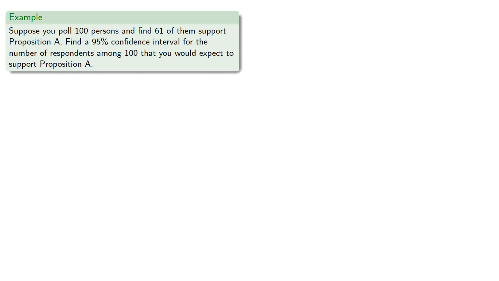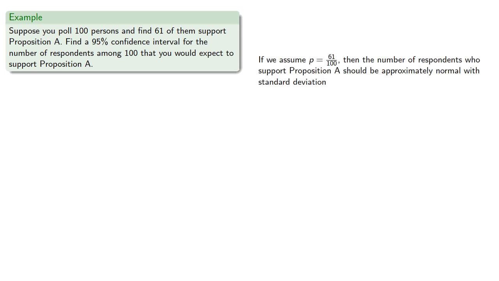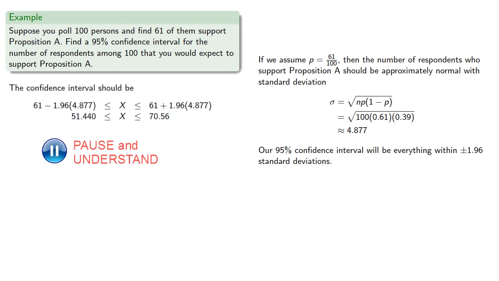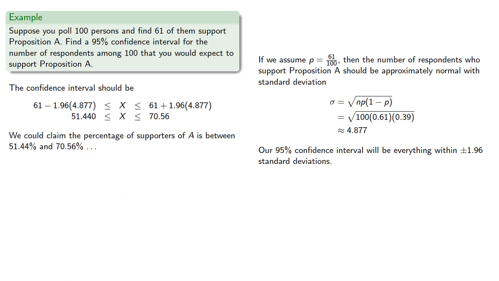Suppose you poll 100 persons and find 61 of them support Proposition A. Let's try to find a 95% confidence interval for the number of respondents that you would expect to support Proposition A. So if we assume our proportion is 61/100, then the number of respondents who support Proposition A should be approximately normal with standard deviation. And our 95% confidence interval will be everything within 1.96 standard deviations. Now, we could claim the percentage of supporters of A is between 51.44 and 70.56%, but we'd be wrong. Maybe.